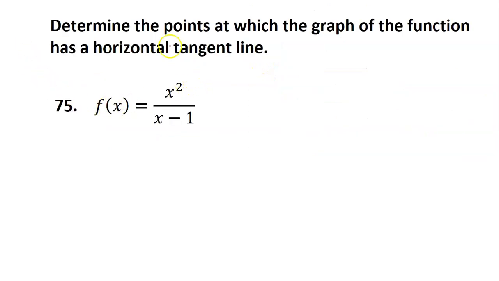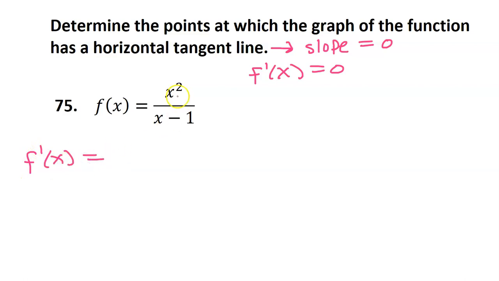Switching gears a little bit: determine the points at which the graph of the function has a horizontal tangent line. A horizontal tangent line means that the slope will equal 0, which means that the derivative will equal 0. So the first step is to find the derivative. I'm looking at a quotient, so it's time for the quotient rule.